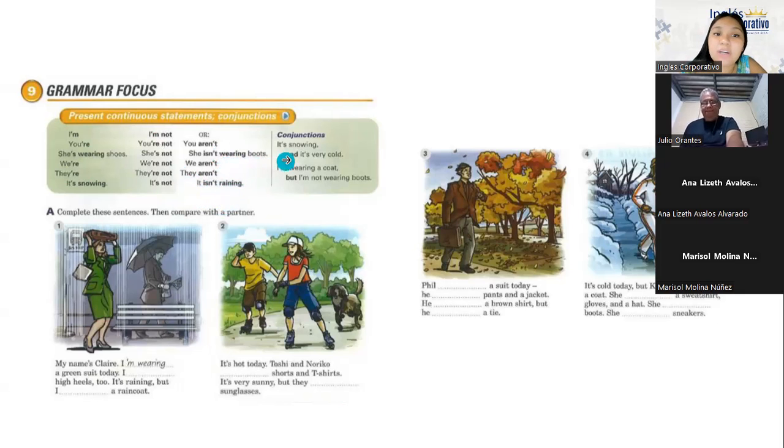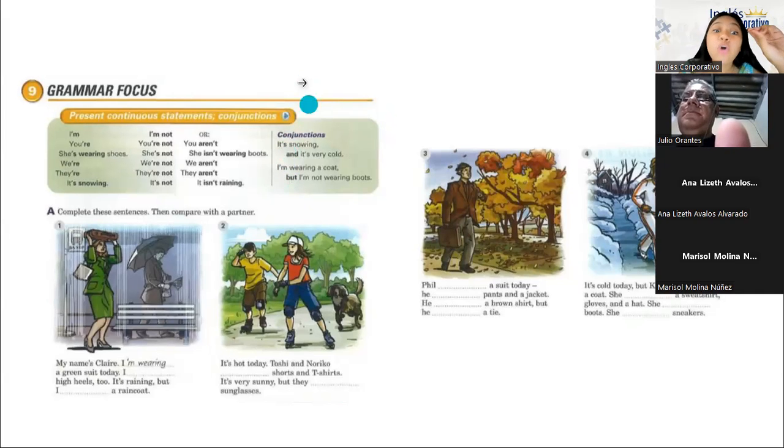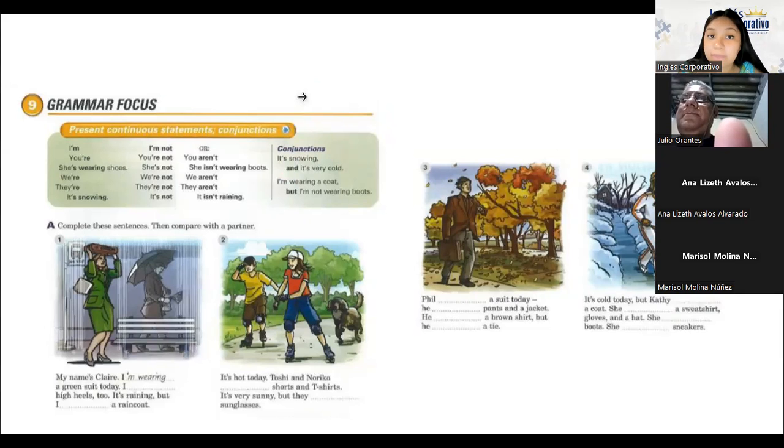Now, look at this, conjunctions, okay? What is a conjunction? ¿Qué es una conjunción? ¿Alguien sabe qué es una conjunction? Un nexo. Muy bien. A conjunction is a word that helps us join two ideas. Es como una conexión, yes? Entonces, aquí tenemos dos conjunciones, tenemos and y tenemos but. ¿Qué significa and? Significa y, para agregar otra idea, y but, pero, para contrastar una idea.